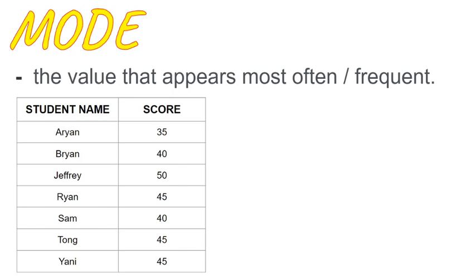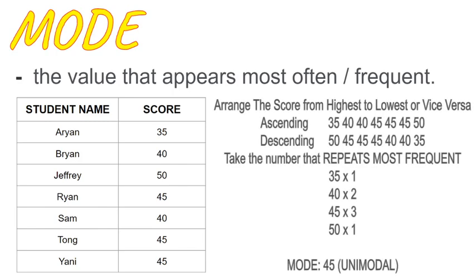You can basically arrange it if you want in ascending or descending order, and then to make it easier for you to identify, I suggest that you group the numbers, similar numbers. Let's say, for example, the number 40 appeared twice, the number 50 only appeared once. So we also have 45, which appeared 3 times. Is that correct? Okay, so let's go ahead and check.